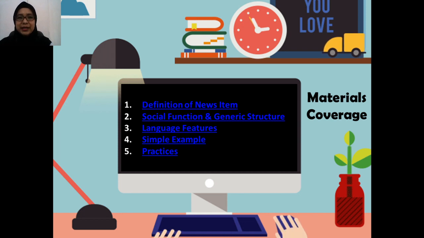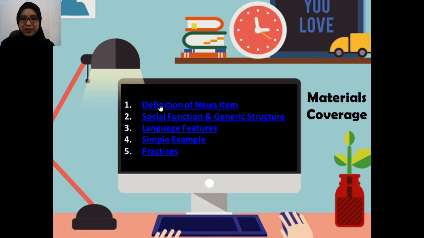Okay, this slide is showing you our materials coverage. According to this, you're going to learn about number 1, the definition, of course. Number 2, social function and generic structure. Number 3, language features. Oke, jadi kalau belajar teks dalam bahasa Inggris itu tidak boleh ketinggalan yang namanya satu, social function, kedua, generic structure, ketiga, language features. Tiga serangkai ini sudah satu paket ya kalau belajar teks.